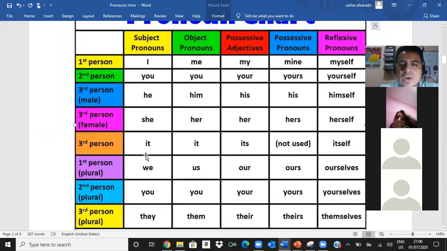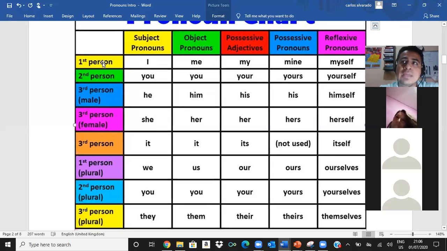Now, in this class, in this módulo, we're going to look at subject pronouns, possessive adjectives, and vamos a hacer possessive pronouns. Possessive pronouns. All right, so vamos a ver tres, y ya van a ver que poco a poco lo van a ir usando, okay? So the most important one is I, you, he, she, it, we, you, and they. Esos son los más importantes. That's the basic.